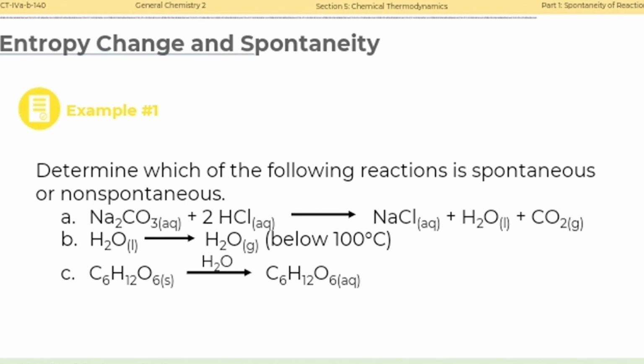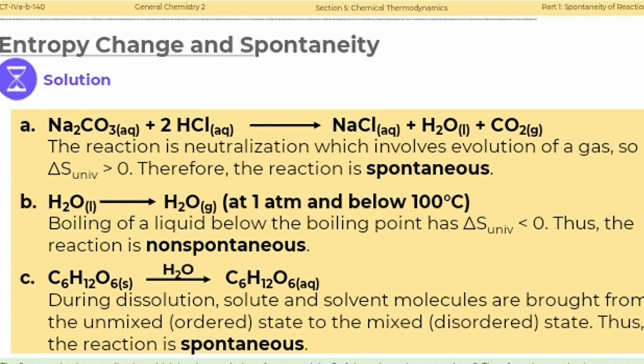Example number 1. Determine which of the following reactions is or are spontaneous or non-spontaneous. Solution. The first reaction is neutralization, which involves evolution of a gas. So delta S of the universe is greater than zero. Therefore, the reaction is spontaneous. The second process involves boiling water at 1 atmosphere and below its normal boiling point, 100 degrees Celsius. Such a process occurs spontaneously only at its boiling point. Below the normal boiling point, delta S of the universe is less than zero. Thus, the reaction is non-spontaneous.